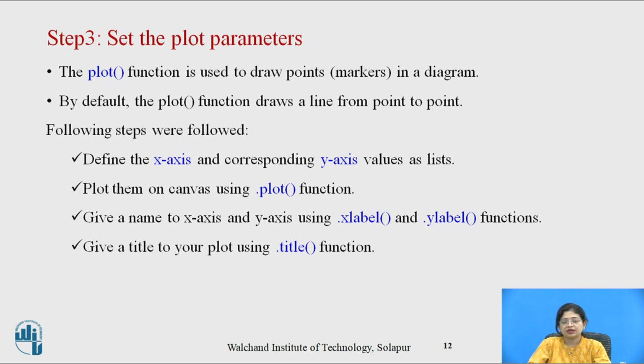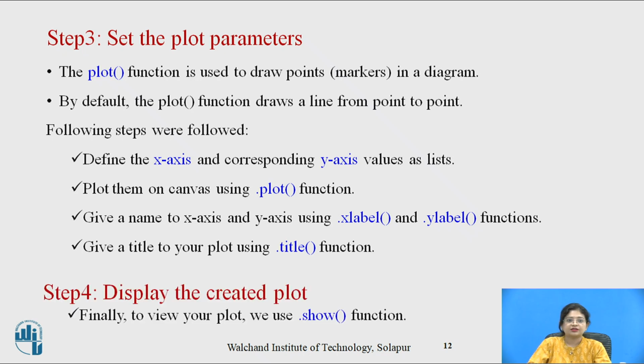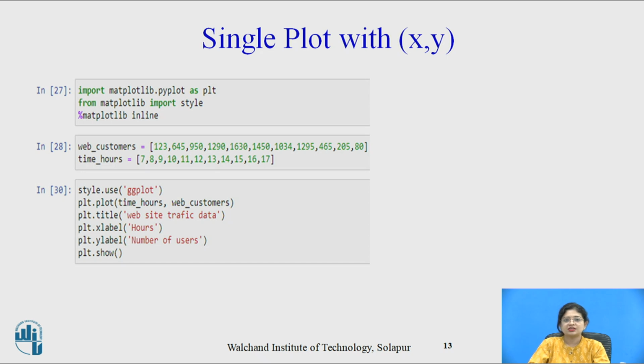We can give a name to the x-axis and y-axis using the .xlabel and .ylabel functions, and we can give the title to our plot using the .title function. So, let us see. And the fourth step remains, that is display the created plot by using the .show function. So, look at here, this is the single plot.